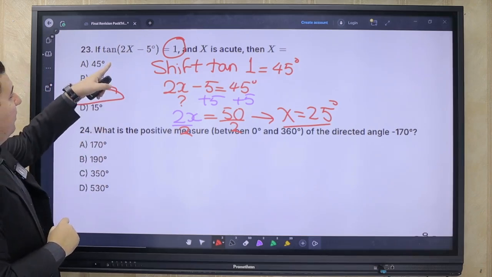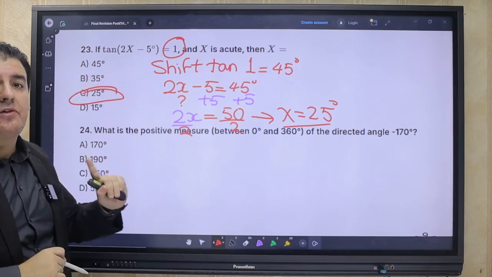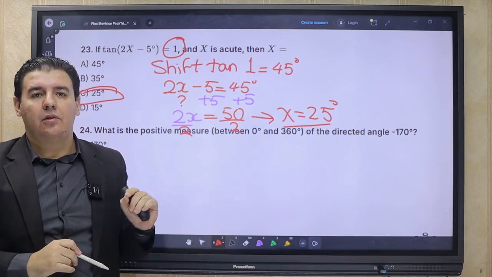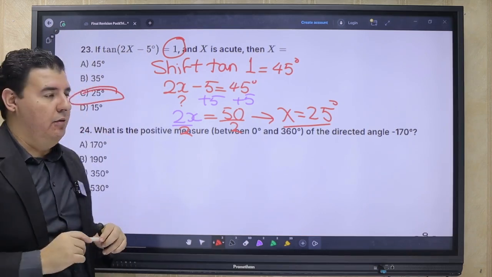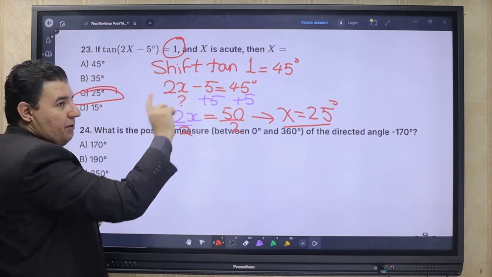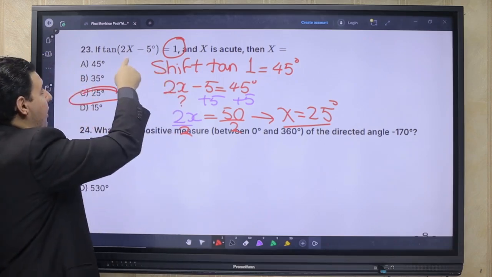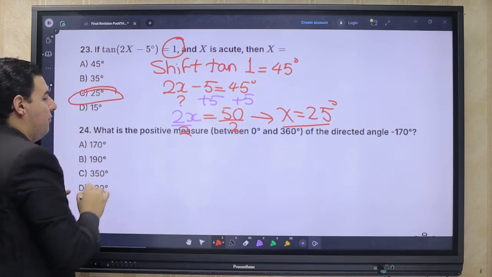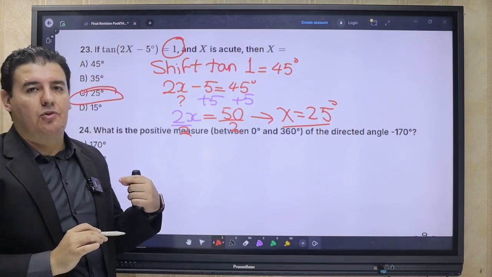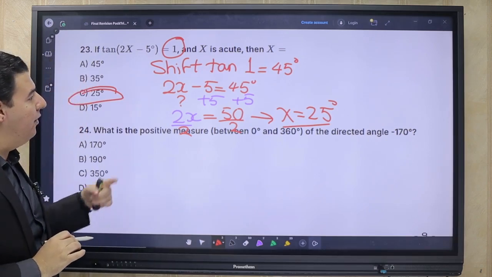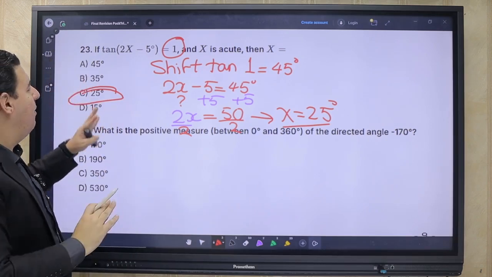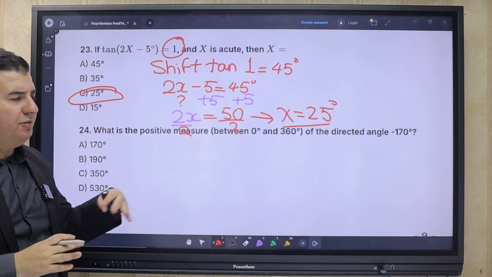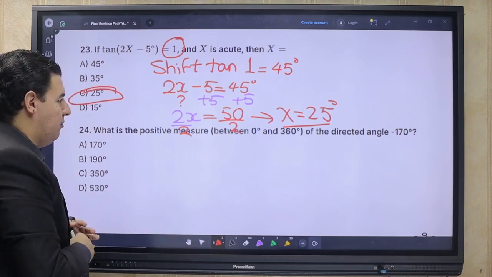So we are going to find x, which is an acute angle. First, we are going to make shift tan, because the first step is tan of 2x minus 5, so we must do shift tan first. Shift tan 1 equals 45. And then continue the equation: 2x minus 5 equals 45. The equation is solved normally, as we usually do, no problem.